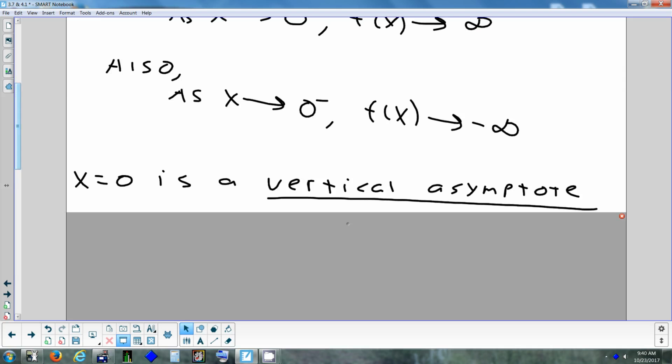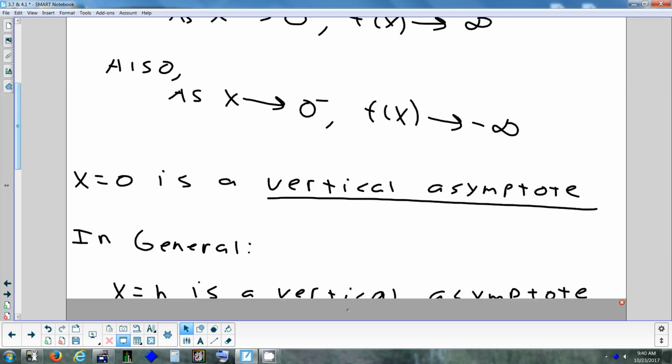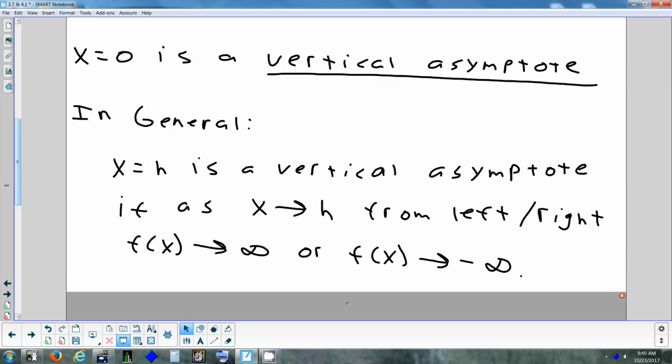Okay, so a vertical asymptote is where, as you get very close to it, all of a sudden your graph just takes off and goes to infinity or negative infinity. So in general, x equals some number is a vertical asymptote if as you approach that number from the left and the right, your graph either spikes to infinity or negative infinity. Could be both, like it was in this problem, or both of them go towards infinity or both go towards negative infinity. Just depends on the graph.